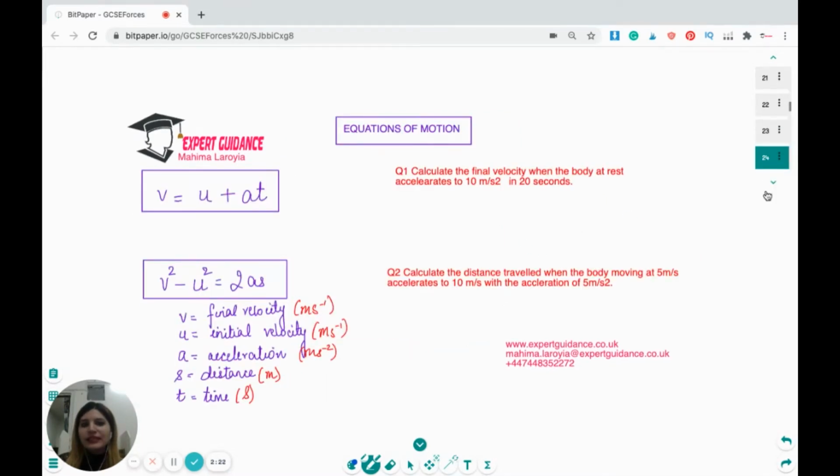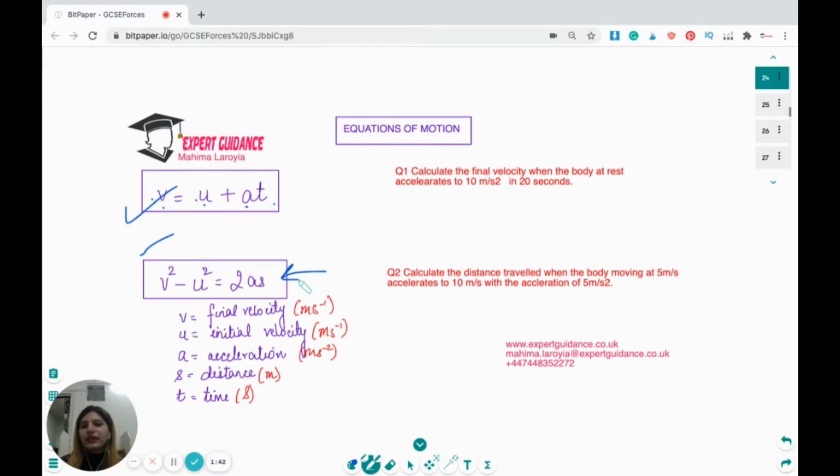Okay, now let us see the equations of motion. Now, there are two equations of motion. v equals u plus at. v stands for final velocity, u stands for initial velocity, a stands for acceleration, t stands for time. You can use this equation if you have any three of these things and you are asked to find the fourth thing, which is unknown. Or if they give you just the final velocity, initial velocity, acceleration and distance but no time, then we can use this other equation, which is v square minus u square equals 2as. So you can remember these two equations, and then you can try these questions on the right.